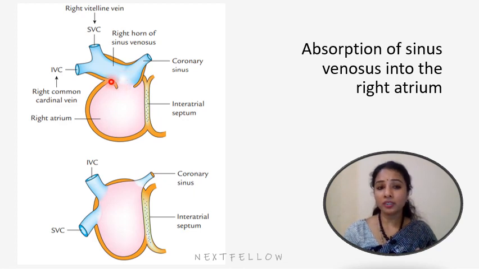So the one which separates here forms the crista terminalis, which is formed from the right venous valve. And the left venous valve gets absorbed into the interatrial septum. It forms a little part of the interatrial septum. After getting absorbed, this is the superior vena cava, inferior vena cava and coronary sinus. This is the right atrium seen from above.